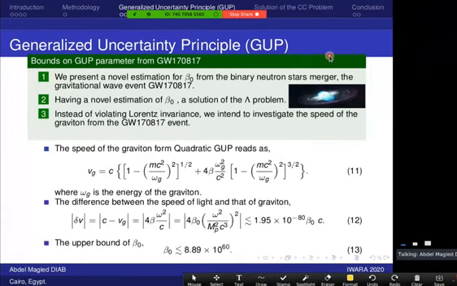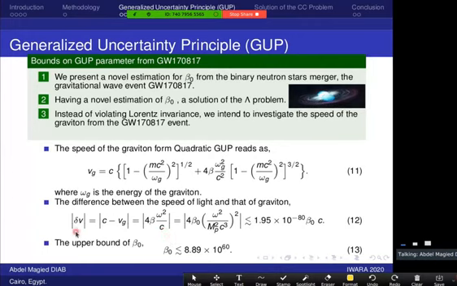So instead of violating Lorentz invariance, we will investigate the speed of graviton from the quadratic GUP. We will have the modified term in order of the beta parameter, the GUP parameter. When beta tends to 0, we have the standard speed of graviton as a function of the energy of the graviton. It is very useful to find the difference between the speed of light and the speed of graviton, where c minus the graviton speed will have this term in the limit of a massless graviton.